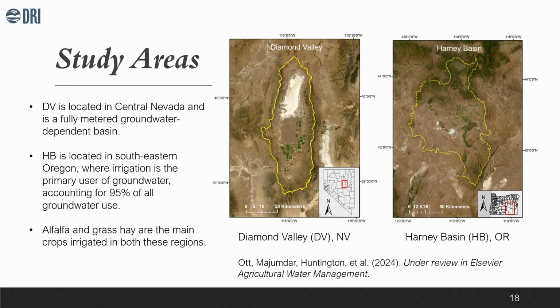So for this, I looked into two study areas. One is Diamond Valley in Nevada, and the other one is Harney Basin in Oregon. Diamond Valley is entirely groundwater dependent, whereas Harney Basin has mixed surface water rights, including purely groundwater dependent systems and mixed water systems. Almost 26,000 acres of irrigated lands are there in Diamond Valley, and for Harney Basin, it's almost 96,000 acres. And alfalfa and grass are the main crops that are irrigated here.